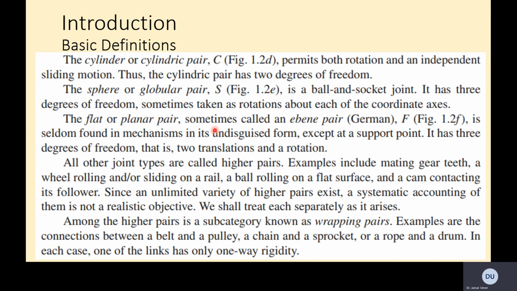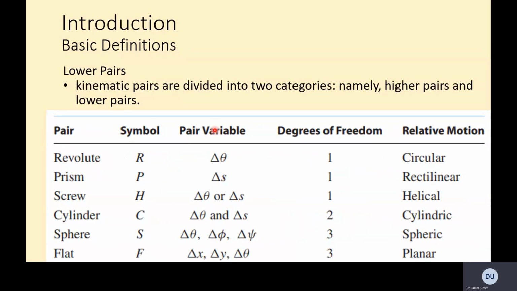Not only in this book, but in other books too, lower pairs matter, so we need a good understanding of them. Now everything is summarized in one table from the same book, which I would really appreciate if you try to remember, or at least know very well.